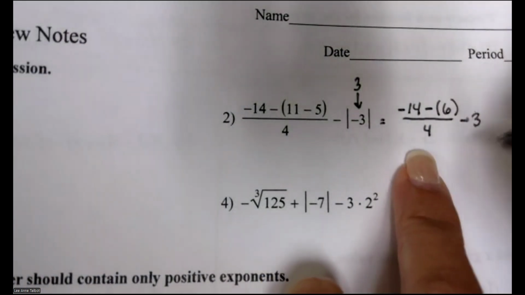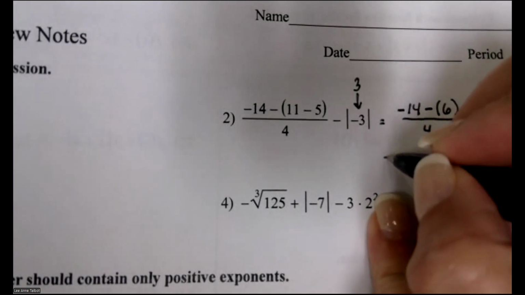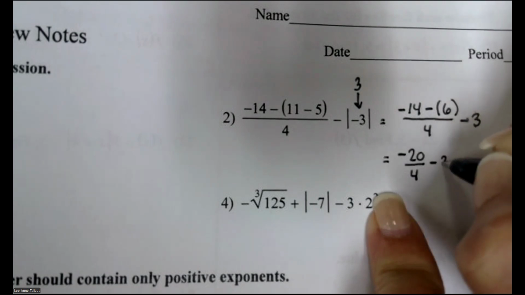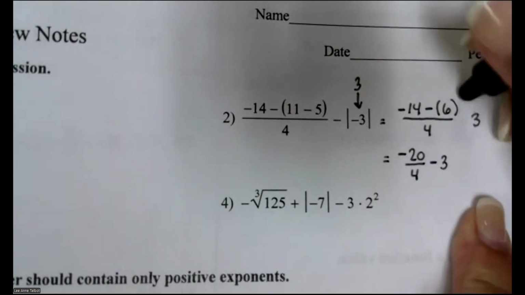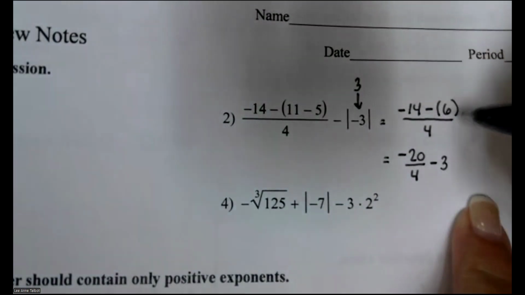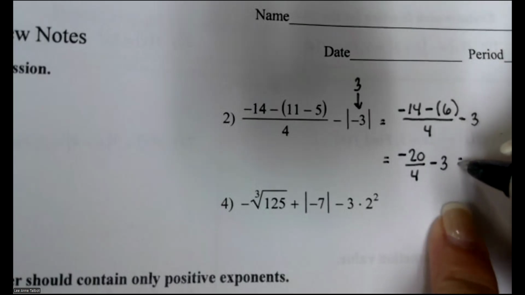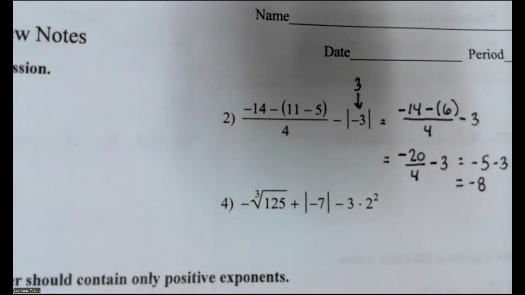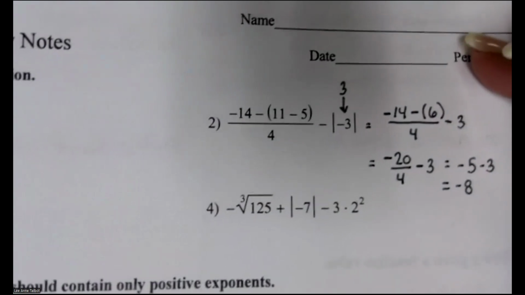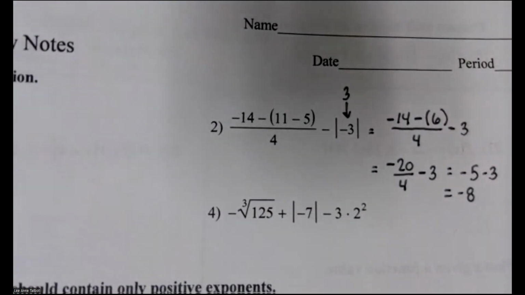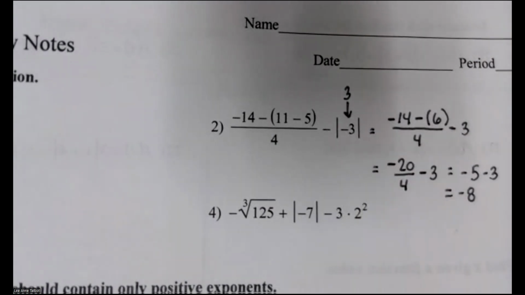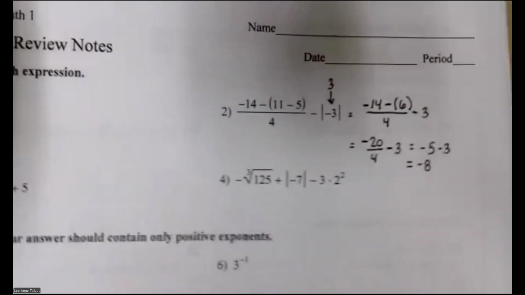Okay, and then -14 minus 6 is -20 divided by 4 minus 3. Which is -5 minus 3, which is -8. Okay, so be really careful about this little guy here. Okay, next one.